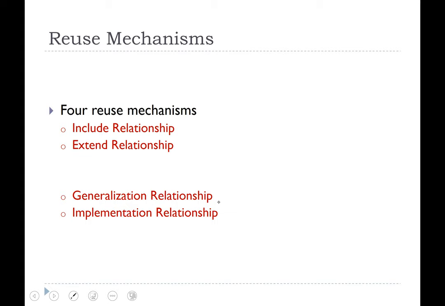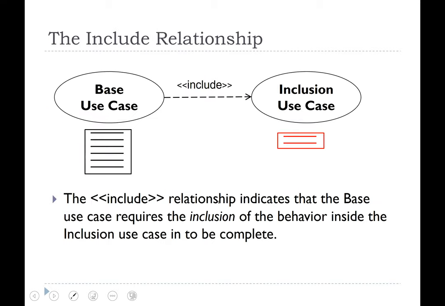All right, you see a little white gap between those. It's because I like to think of the first two as kind of like cousins of each other, and the second two as another pair of cousins. Okay. Now let's begin with the first one, the easiest one, the include relationship.